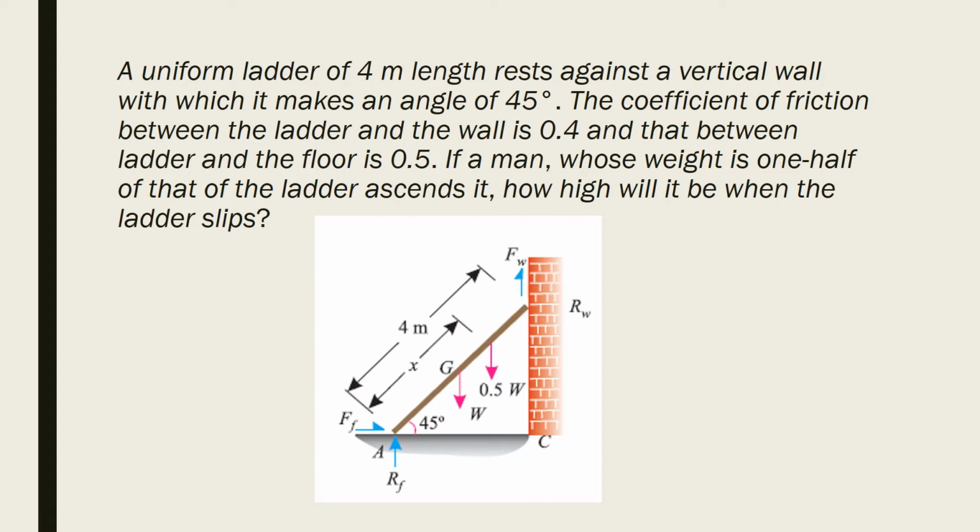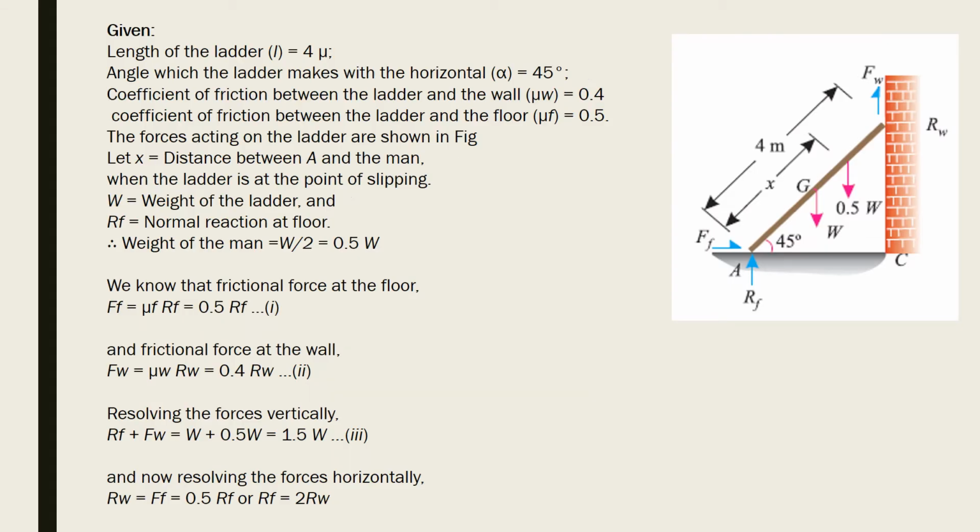In this problem, we are going to find what will be the height of the ladder when it slips from the wall. That explanation I have given in the slide also, you can see. Actually, the length of the ladder is AB. It is inclined 45 degrees with the horizontal. At point A and at point B, the ladder is in contact with the floor and the wall.